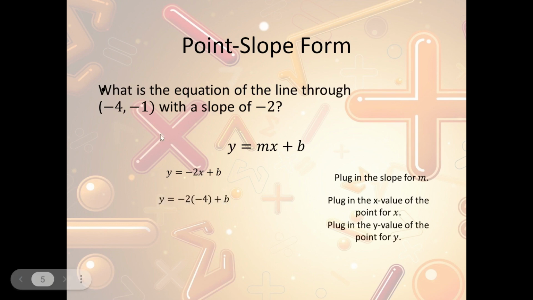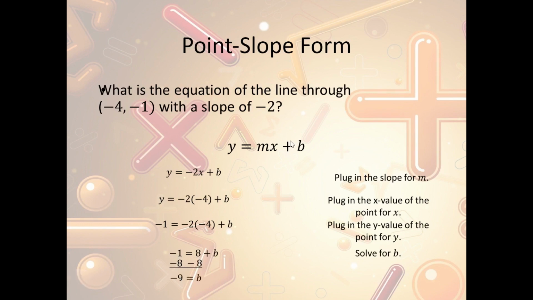Then we plug in our y value. Our y value is negative 1, and that goes in for y. So this is negative 1 equals negative 2 times negative 4 plus b. Now we just solve for b. Well, negative 2 times negative 4 is positive 8. So that's negative 1 is equal to 8 plus b. We're going to get rid of this 8 by subtracting. So we subtract 8 from both sides, and we get negative 1 minus 8 is negative 9. That's equal to b. Now we plug this back into our y equals mx plus b form. Y equals negative 2x, and then our b is negative 9, so it's minus 9.